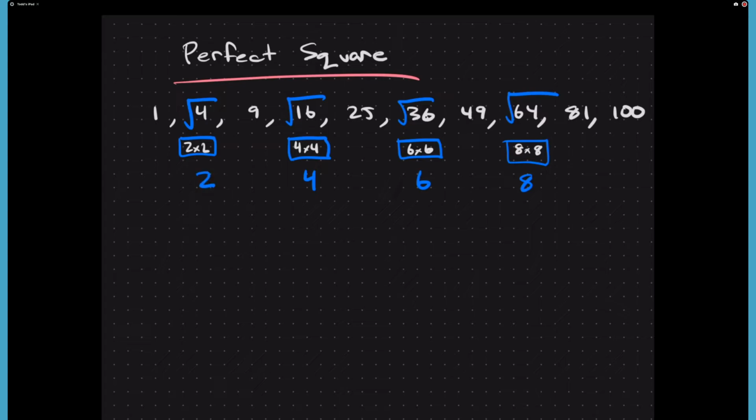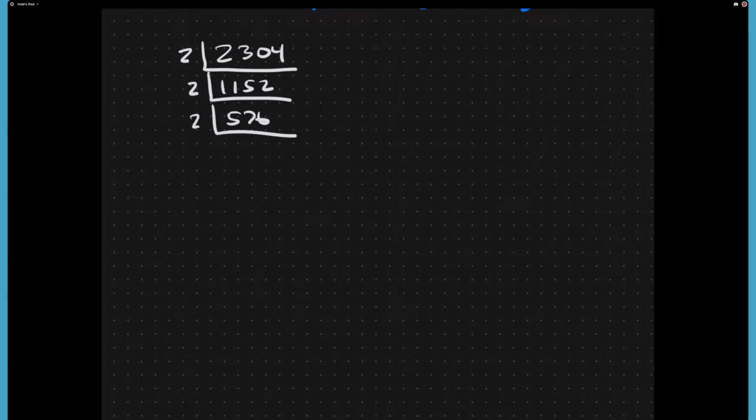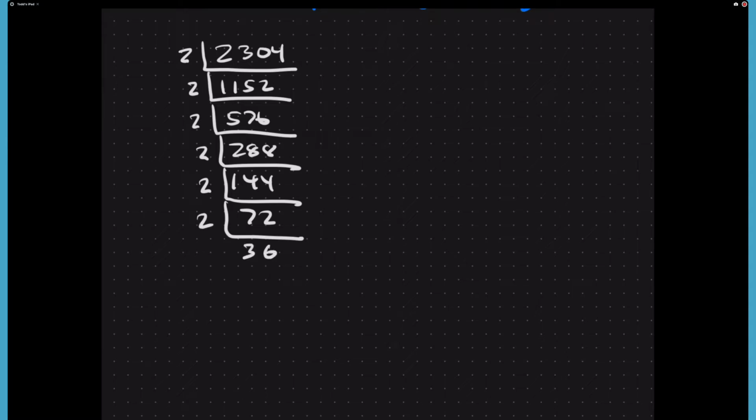Now, that's easy for these recognizable numbers, but what about when we get into a larger number such as 2,304? Well, what I want to do is I want to use prime factorization and break this down into its product of its primes. So we're going to divide 2 into there, and we're going to get 1152. 2 again will give us 576. And again, 288. One more time for 144. Again, 72 and 36 and 18.